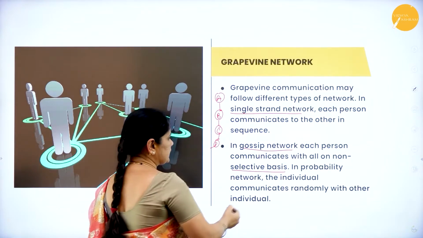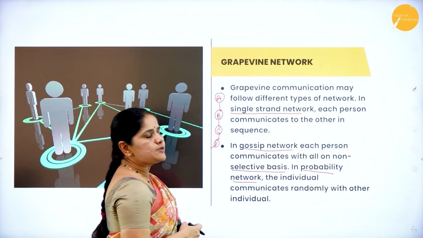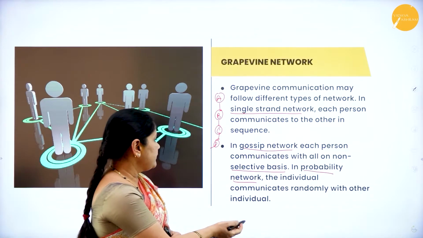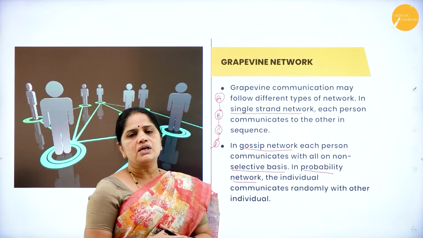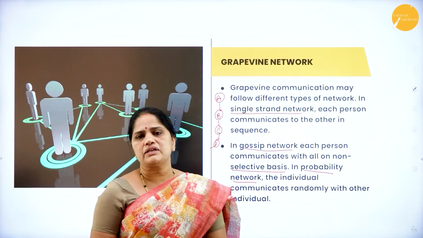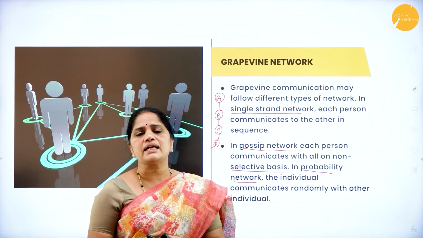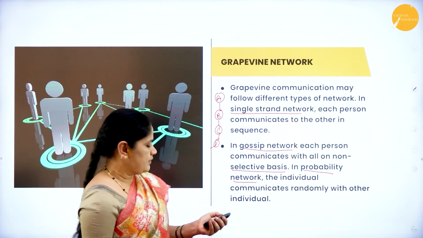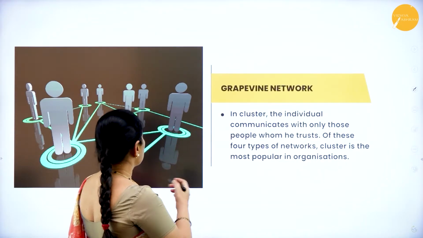Now, the third one is the probability network. In this probability network, the individual communicates randomly with other individuals. Whomever he meets on the way, he can just spread the news and see that it travels very, very fast. Now, the next type of grapevine network is the cluster.